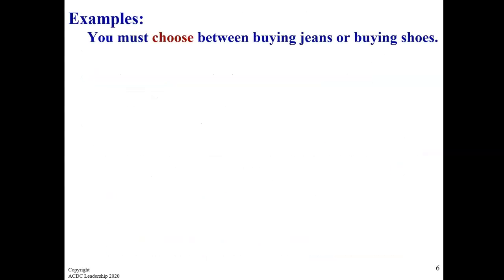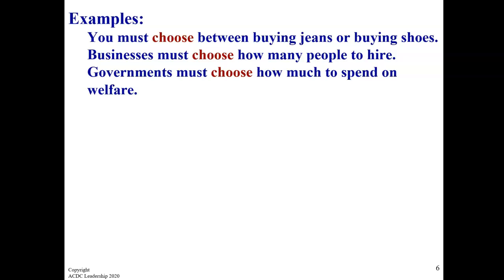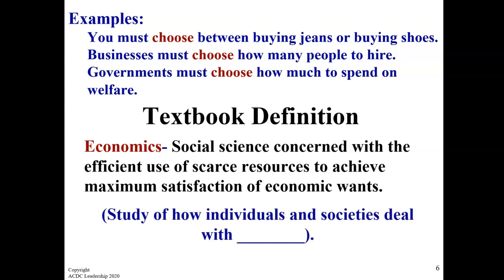So you have to choose between buying blue jeans, for example, or a pair of shoes. Businesses have to make choices about how many people they're going to hire. And governments have to make choices about where to spend money, such as on welfare. The textbook definition of economics is the social science concerned with the efficient use of scarce resources to achieve maximum satisfaction of economic wants. So, in other words, the study of how individuals in society deal with scarcity.